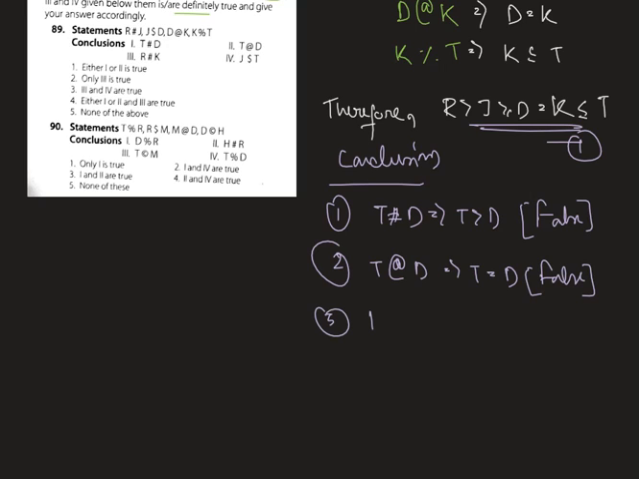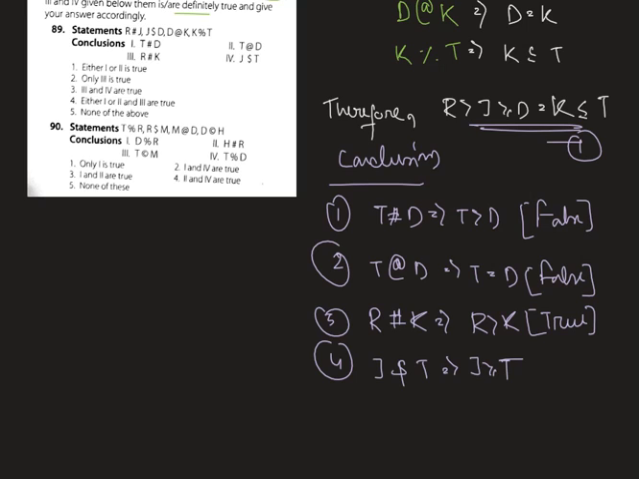Now let's see the third one, R hashtag K. R hashtag K means R is strictly greater than K, and we can say that this is a true conclusion. Now the last one is J $ T. This implies that J is greater than or equal to T, and this is a false conclusion. Now let's see the next question.